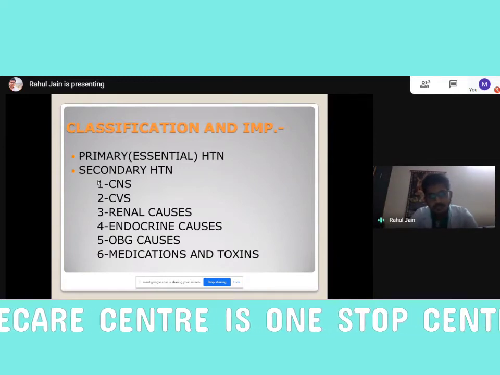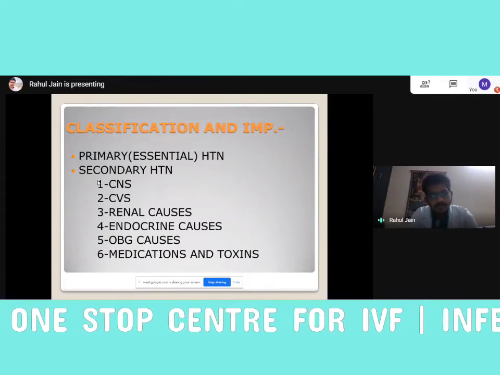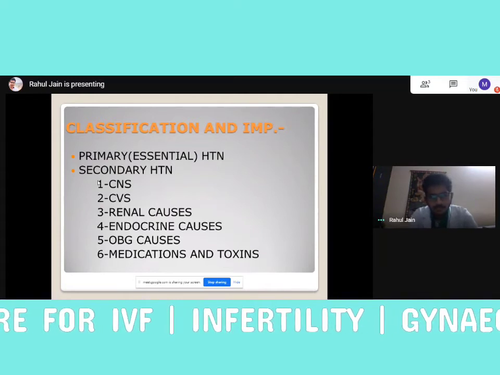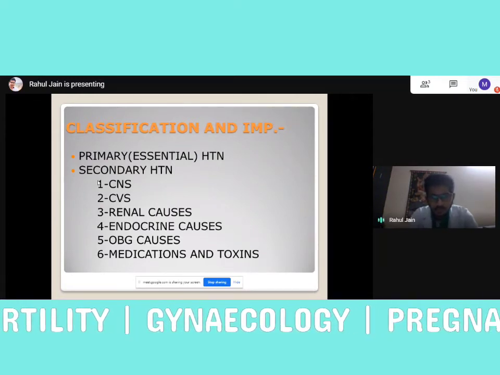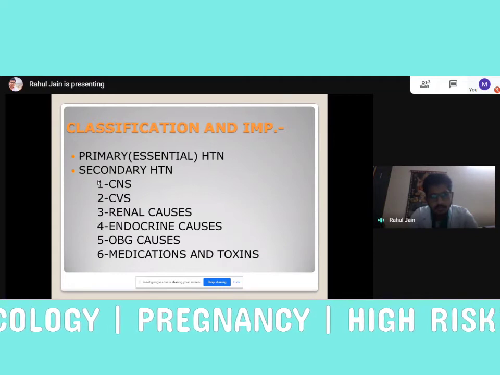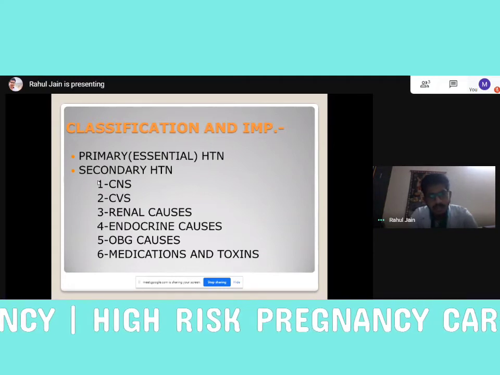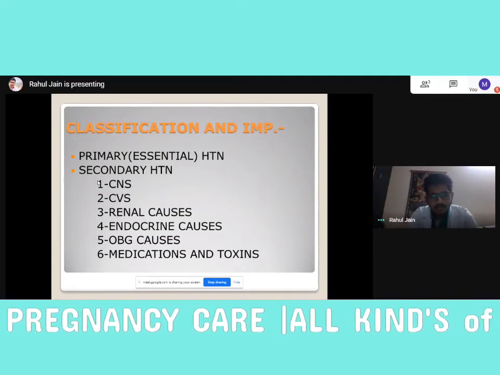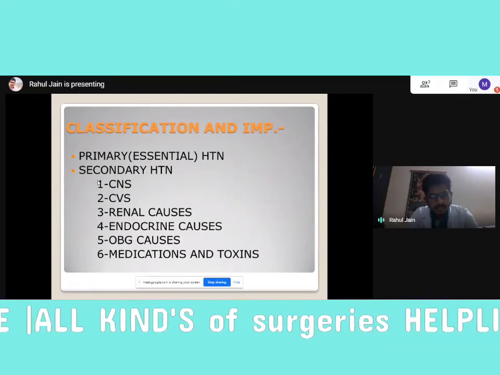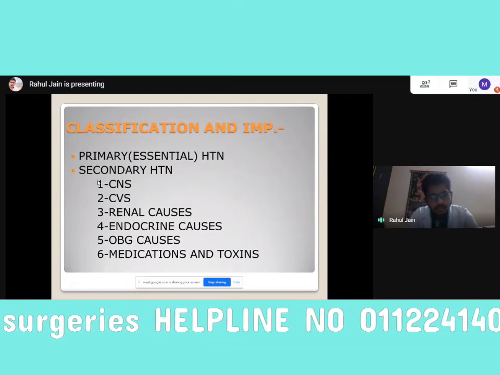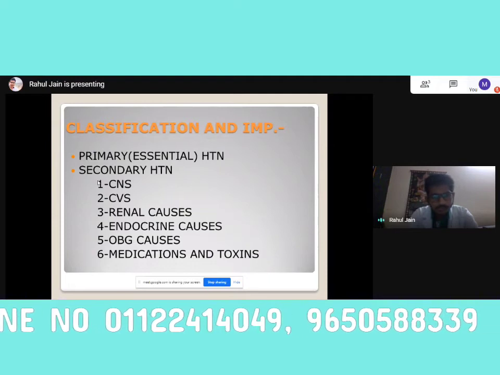Even CNS tumors can present as secondary hypertension. Then even psychogenic causes of CNS can cause secondary hypertension. In case of CVS, there is patent ductus arteriosus, PDA and coarctation of aorta, vasculitis, polyarteritis nodosa.